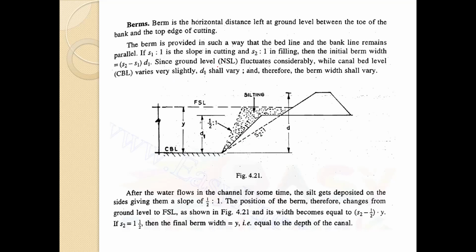Since ground level, that is NSL, fluctuates considerably, while canal bed level, that is CBL, varies very slightly, D1 shall vary, this depth of this particular cutting, and therefore the berm width shall vary. After the water flows in the channel for some time, the silt gets deposited on the sides, giving them a slope of 1.5 is to 1. The position of the berm therefore changes from the ground level to FSL, as shown in this figure.